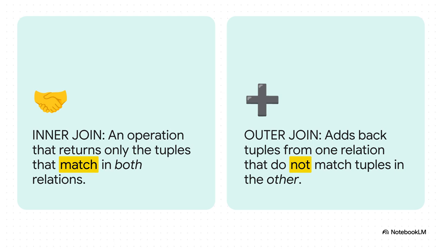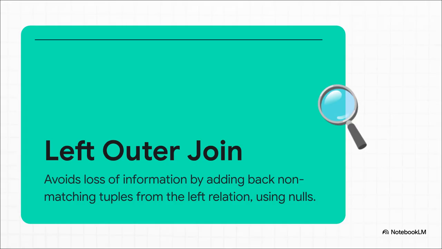They do the same matching work, but then they go back and add in the rows from one or even both tables that didn't find a partner. Let's zoom in on the left outer join. The name tells you pretty much everything you need to know. The table on the left of the command is the VIP. We are going to keep every single row from that table, no matter what. Then, we bring in the matching data from the right table.